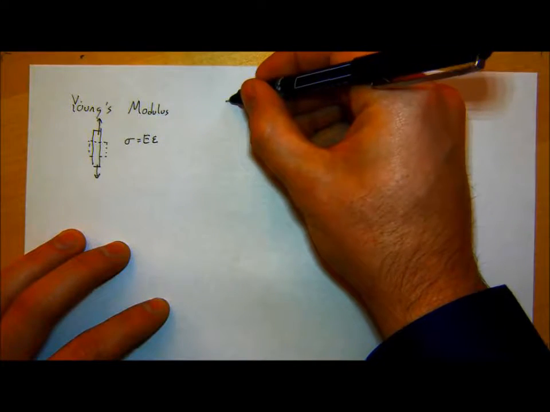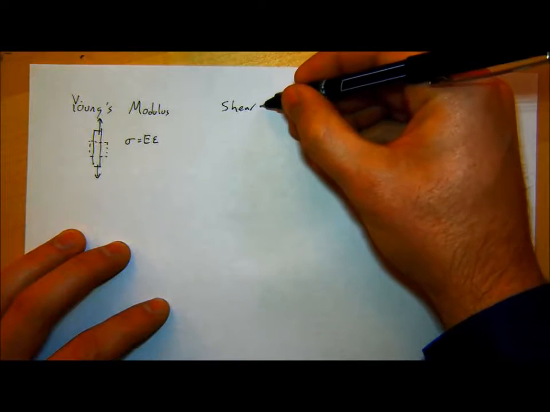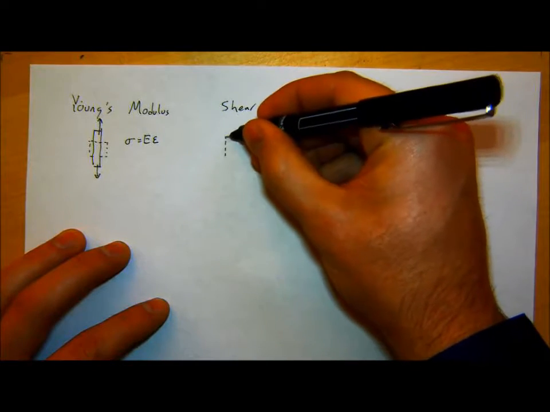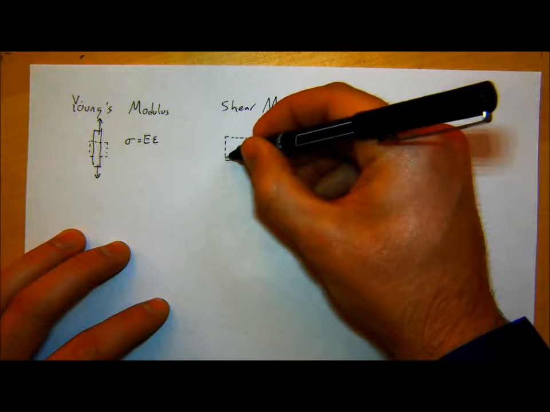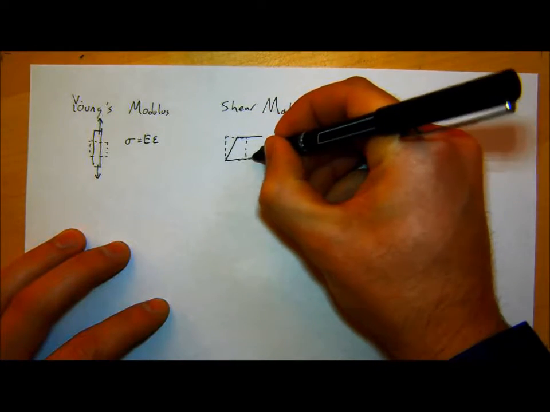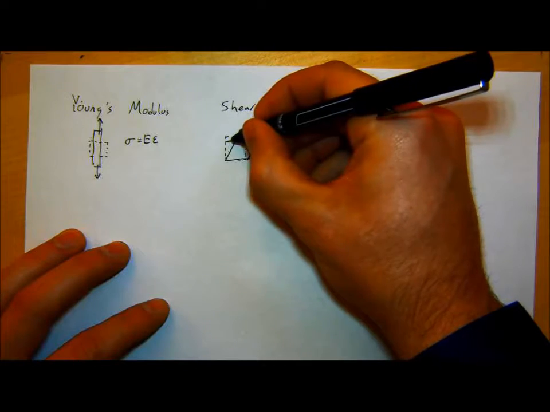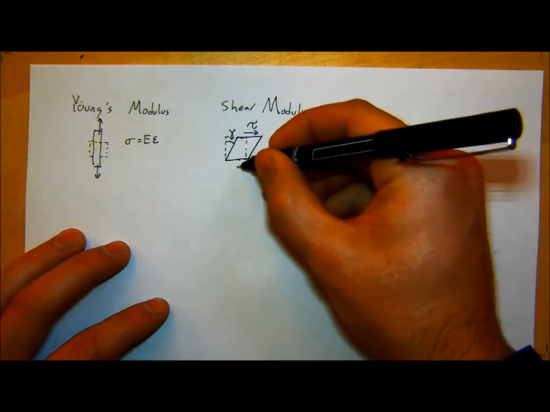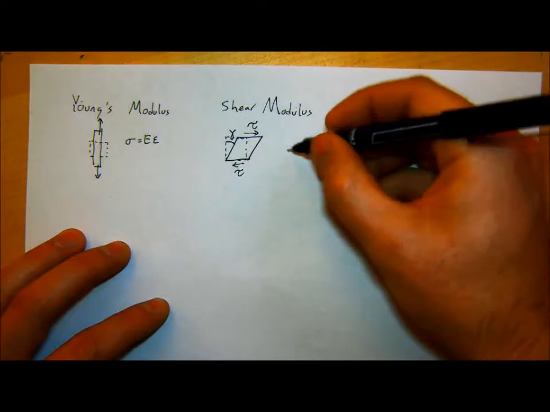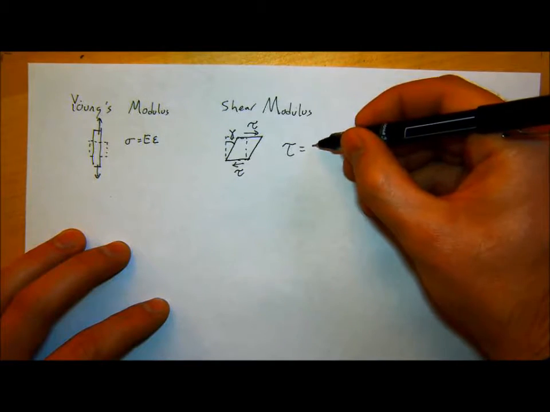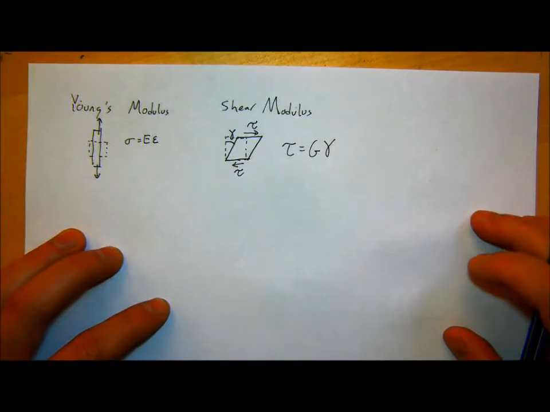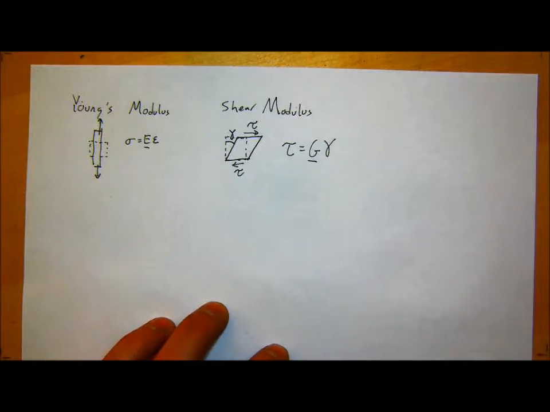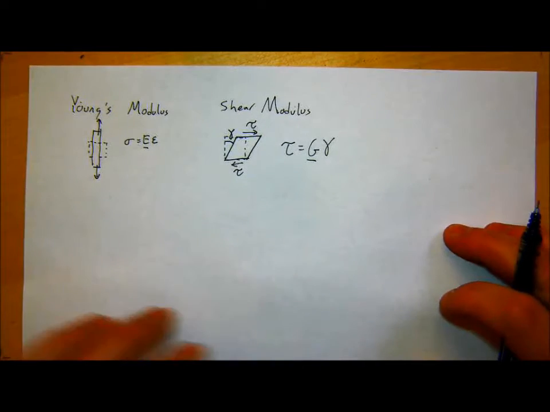We can also define a shear modulus, where if I take a block, it's originally set up like this, and I shear it a certain amount this way, this is some shear strain gamma. I'm applying some shear stress tau to the top, then our tau is related to that gamma by our G, so G being a shear modulus here, E being the Young's modulus there. We can define a Poisson's ratio.